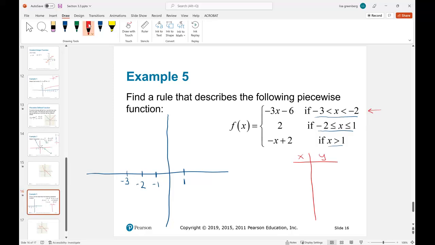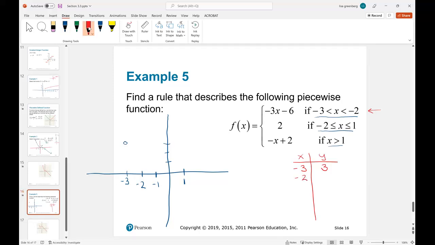So let's pick a number between -2 and -3. Actually, let's pick both -2 and -3. Even though they're going to be open circles, I really want to know what those values are. So when x equals -3, I'm going to use the top function because I need to know what's happening. And that would be -3 times -3, which is +9 minus 6. So I get a +3. So 1, 2, 3, which means at -3, I get +3, but it's an open circle because it does not include -3.